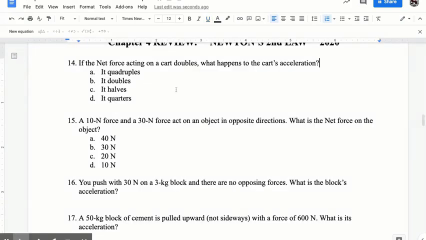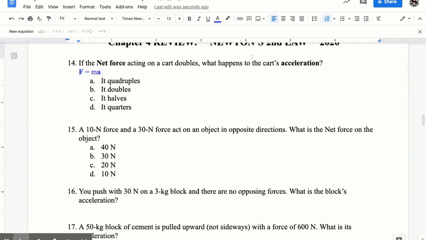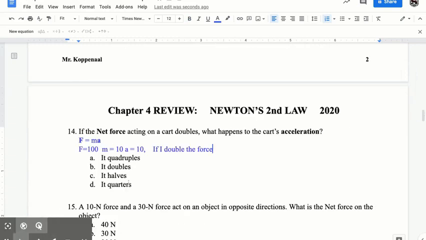If the net force acting on a cart doubles, what happens to the cart's acceleration? So now we're asking you to compare net force again and acceleration. Force and acceleration again. Well, if the force doubles, remember that we said that this was directly proportional. So again, let's think of an example. Now, what's different about this is it's not just asking increase, decrease. It's asking about how much does it increase or decrease? I need numbers now. So I put the same one. I just made up numbers. That force is 100, mass is 10, acceleration is 10, because 10 times 10 is 100.